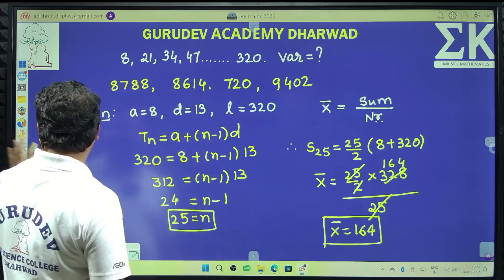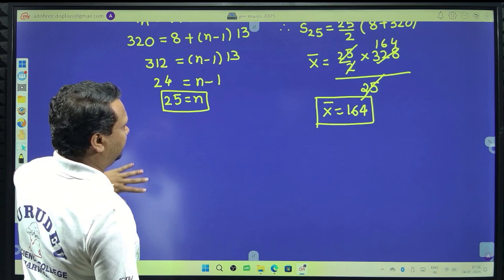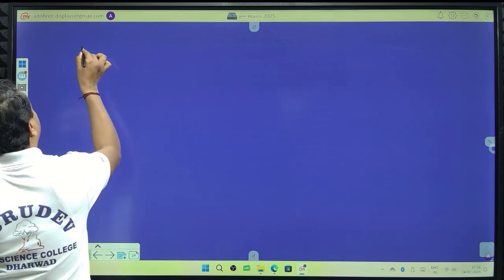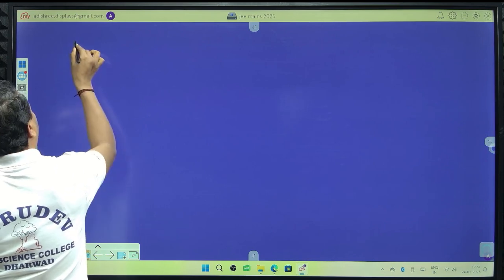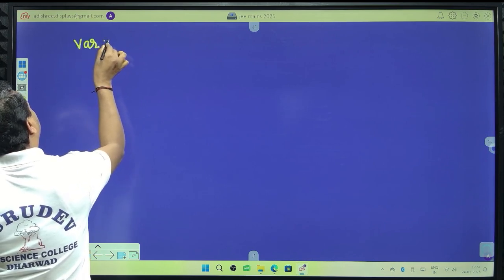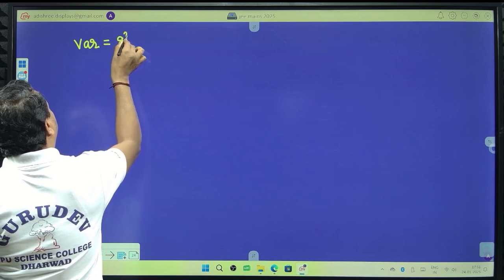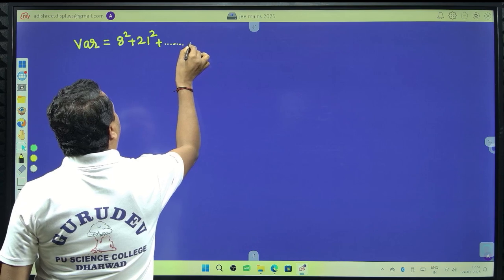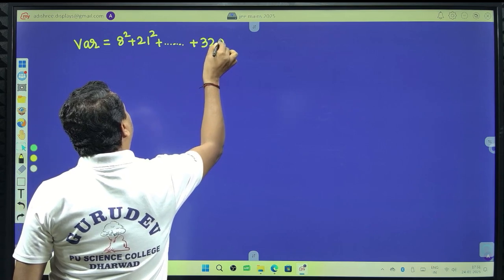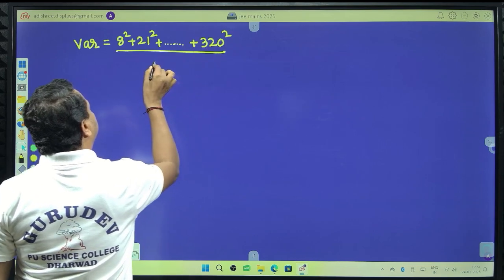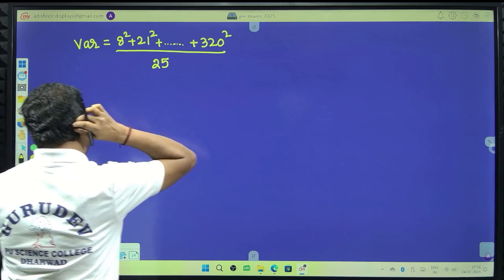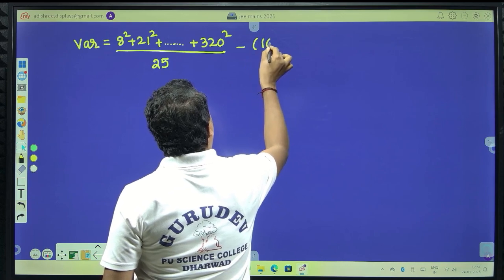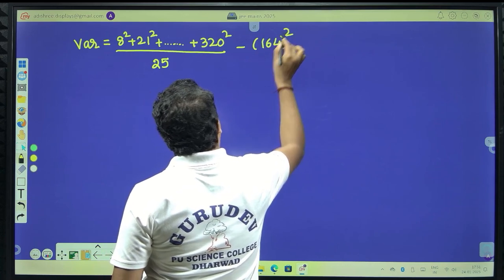Now, let me take care of the variance. So what is variance? The variance is the sum of the squares of each term divided by 25, minus the square of the mean value. I think it was 164, the square of the mean value.